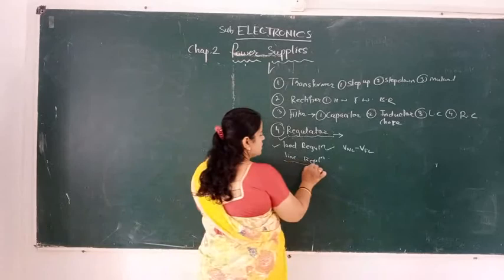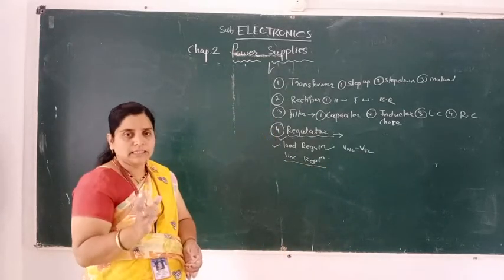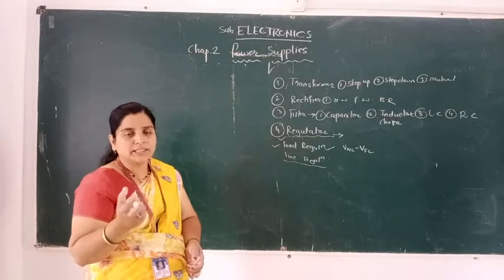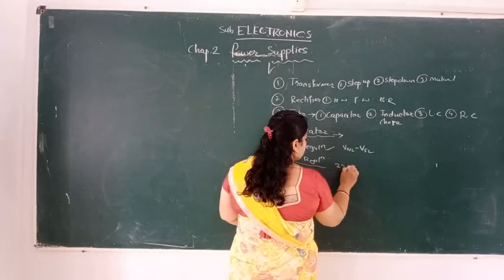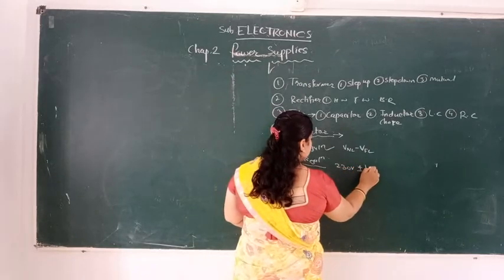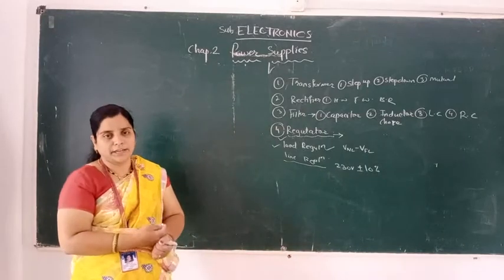In line regulation, what happens? There is a change in voltage. No doubt there is a change, but that change should have a limit, that is 230 volt plus minus 10%. Okay, this is the line regulation.